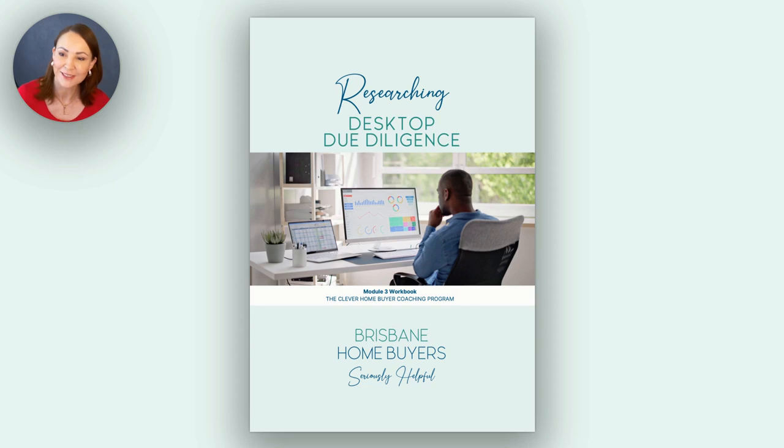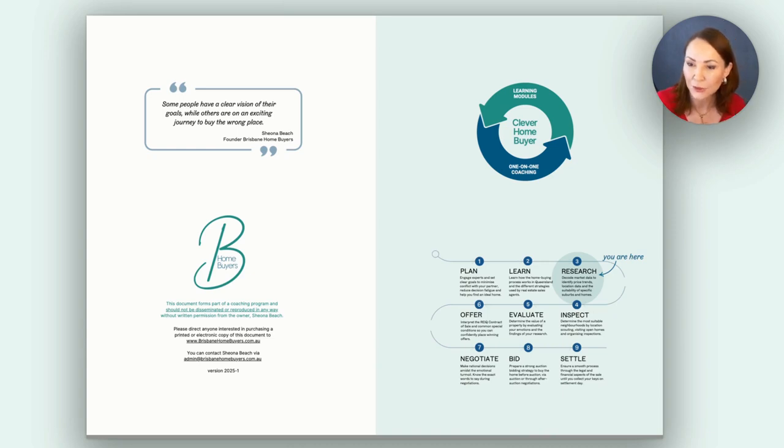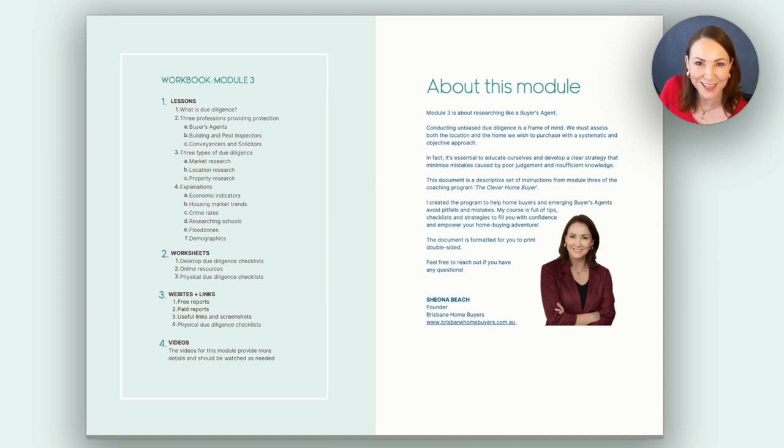So this is welcome to Module 3 workbook, and you'll be able to see that we are at the third step in our 9-step process of learning to buy a home like a buyer's agent. In this module, there are quite a few lessons, and the worksheets are really checklists and lists. So again, not like Module 1, not a lot of homework to do apart from exploring on the internet from your computer.